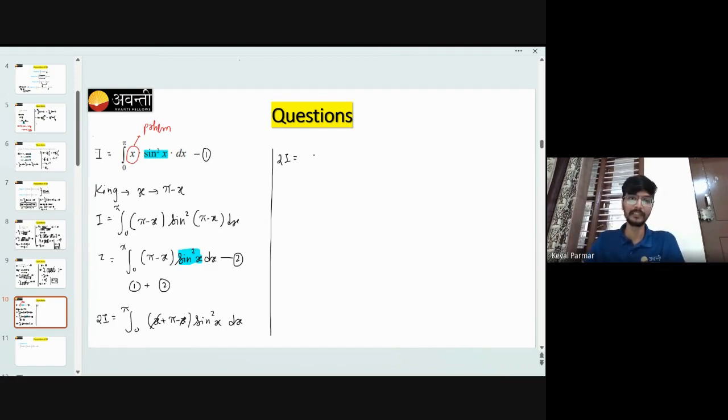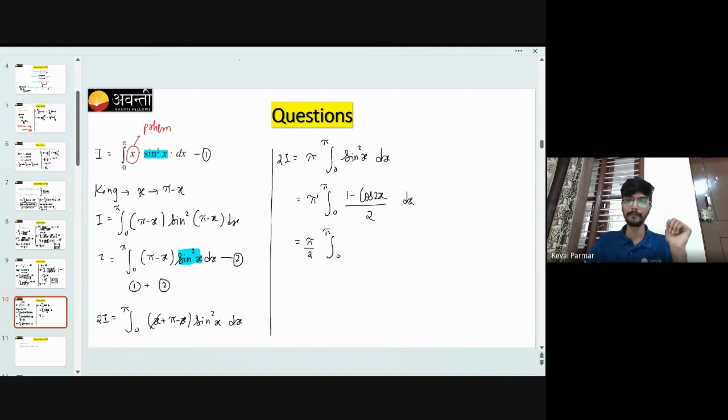So I'll get 2I is equal to, I can remove pi outside, integration 0 to pi sine square x dx. Now the integration of sine square x is very simple. I can write sine square x as 1 minus cos 2x upon 2. And I can remove 2, so I'll get pi by 2, integration 0 to pi, 1 minus cos 2x dx. Both of the functions are integrable. What is the integration of 1? It is x, and for cos 2x, sine 2x upon 2, from 0 to pi. So I hope you'll calculate now. I don't need to calculate upper limit minus lower limit.